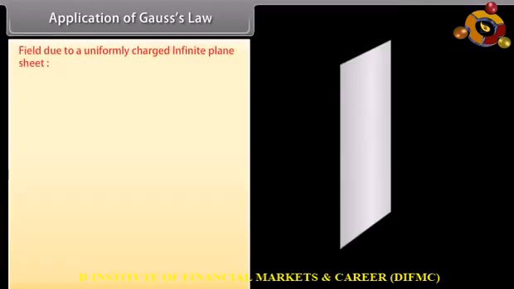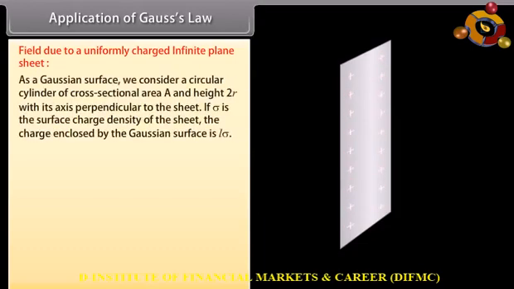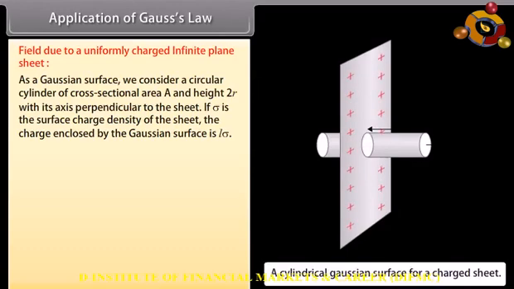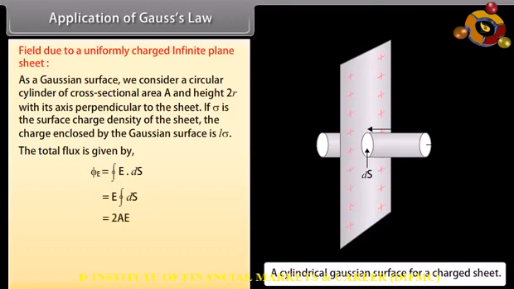Field due to a uniformly charged infinite plane sheet. As a Gaussian surface, we consider a circular cylinder of cross-sectional area A and height 2r with its axis perpendicular to the sheet. If sigma is the surface charge density of the sheet, the charge enclosed by the Gaussian surface is A sigma. We know that phi E is equal to the integration over closed surface of E dot ds, which is equal to the product of 2A and E.